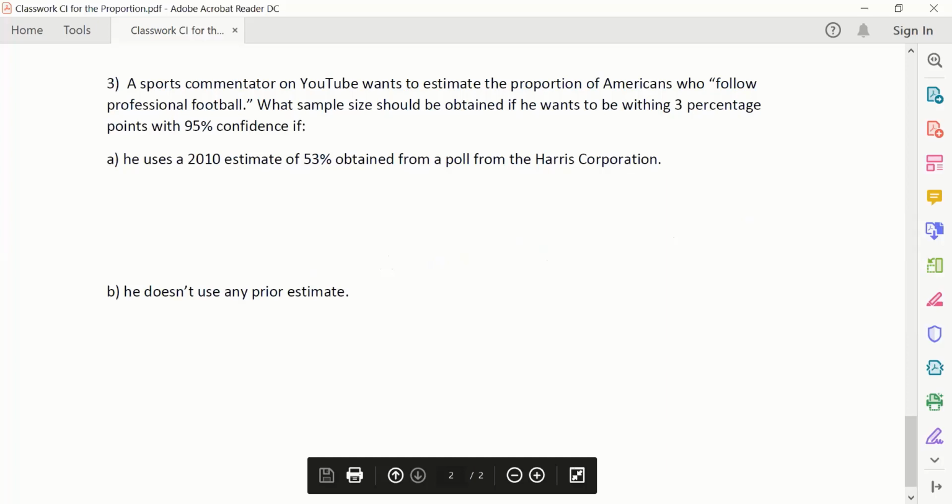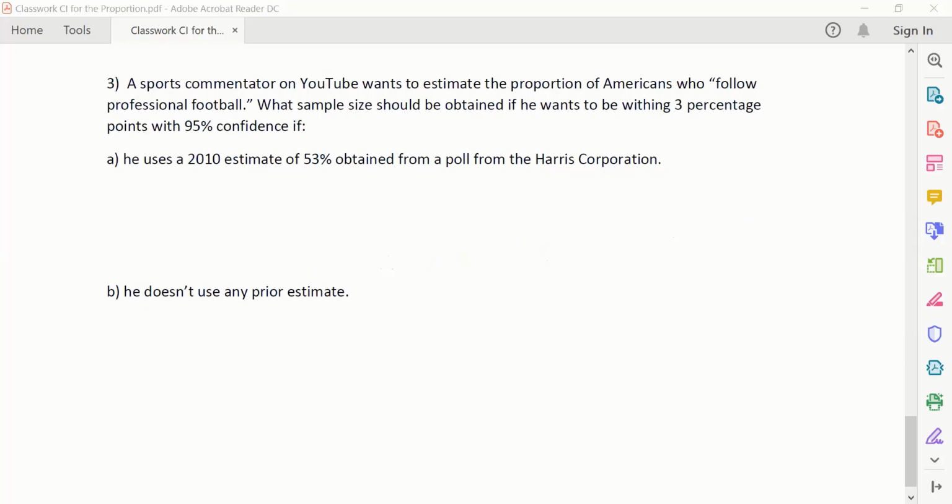So a sports commentator on YouTube wants to estimate the proportion of Americans who follow professional football. What sample size should be obtained if he wants to be within 3 percentage points with 95% confidence if he uses a 2010 estimate of 53% obtained from a poll from the Harris Corporation, or if he doesn't use any prior estimate? So I'm going to bring us to StatCrunch first so we can look at it.